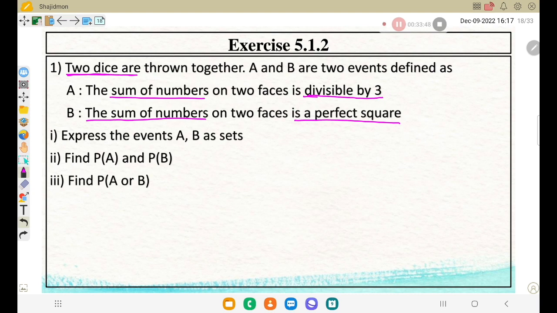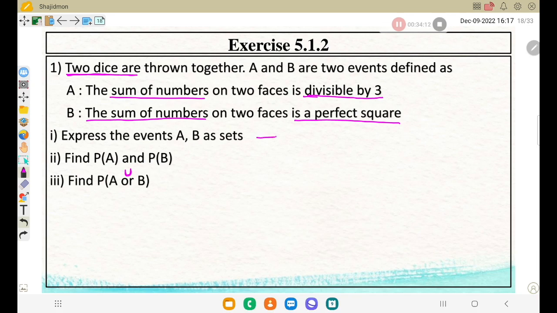Find the probability of A and the probability of B. After that, find the probability of A or B. What is the meaning of A or B? Union. Correct? So the probability of A union B we need to calculate in the third part. So these are the questions we need to do here.